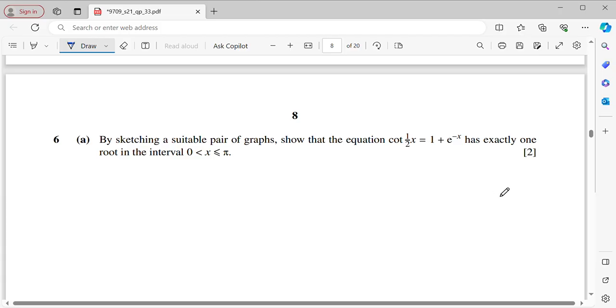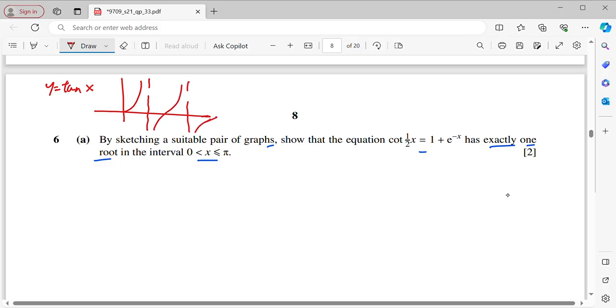Now, next question, by sketching a suitable pair of graphs, show that the equation has exactly one root in the interval x from 0 to pi. Now, the cotangent, okay, so for the cotangent, we need to refer to tangent. y equals tangent x first. So then this is tangent x. Okay, this is the graph for tangent x.